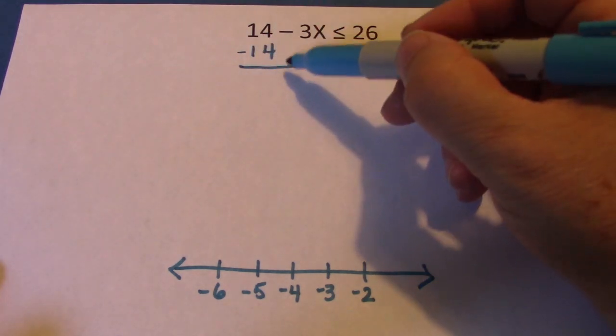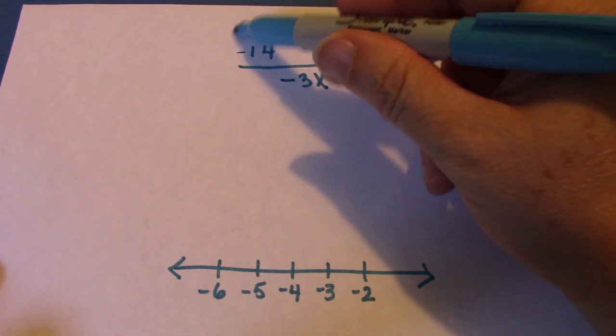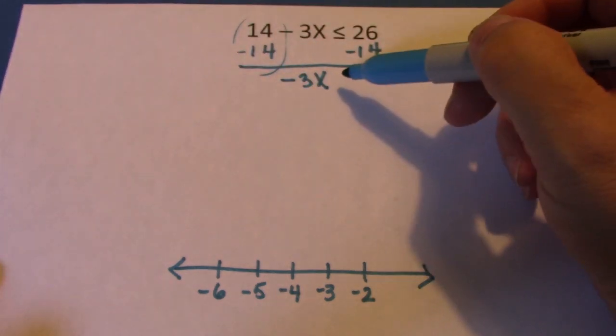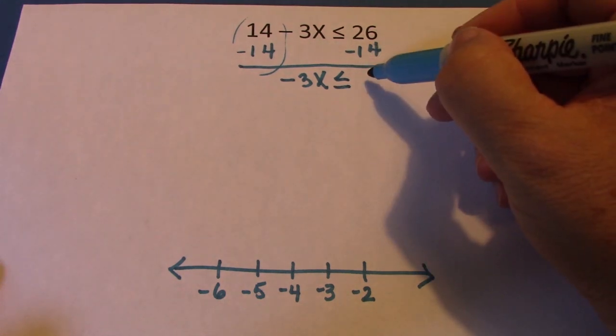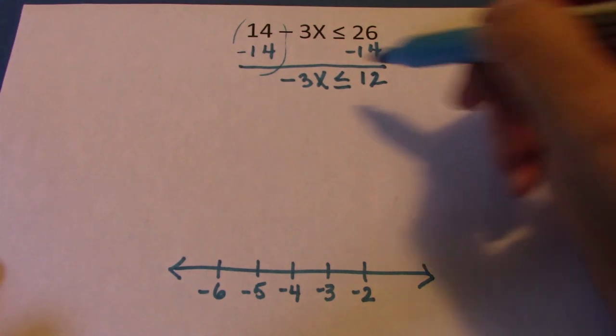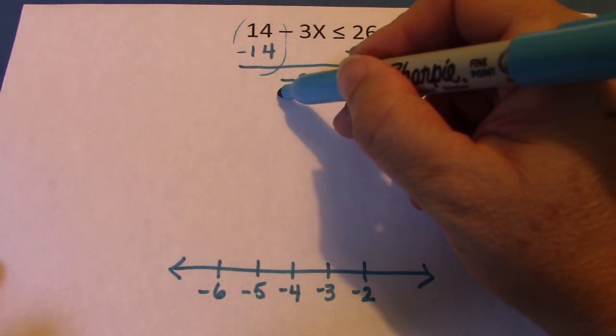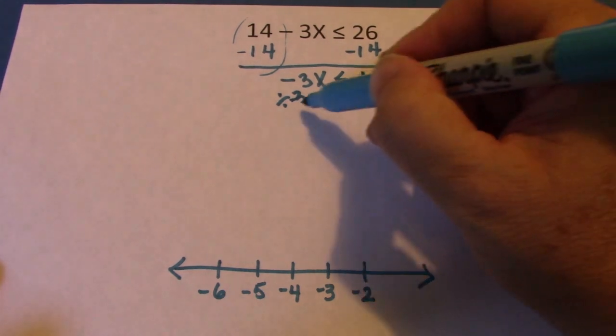This cancels out, but remember that sign with the negative 3 didn't cancel out. It's just this that canceled out. So I bring down negative 3x. I bring down the sign. And 26 minus 14 is 12. Now x is being multiplied by negative 3, so I'm going to divide both sides by negative 3.